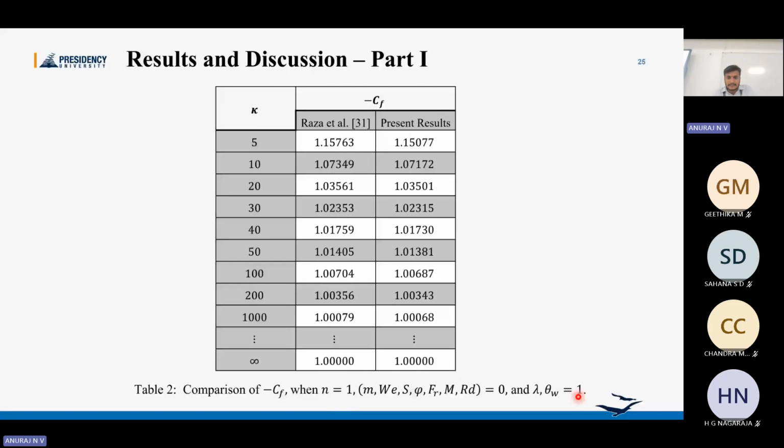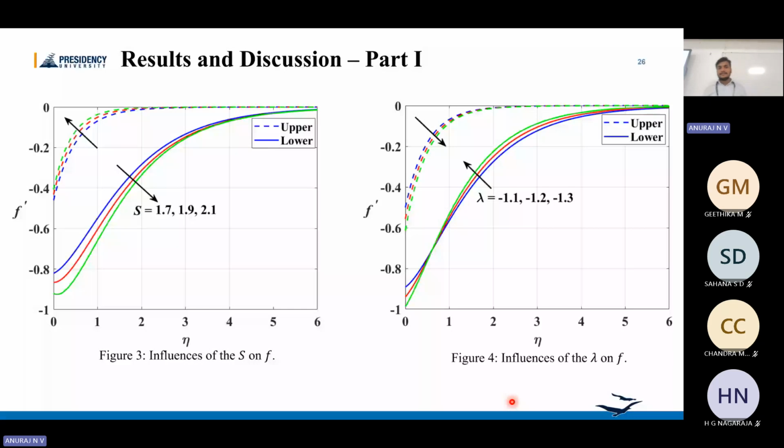That's why here I placed lambda equal to 1. Lambda greater than 0 means it is a stretching case. Remaining, n equal to 1 is a linear stretching case. That's why here n is equal to 1. Theta w equal to 1 means it is linear radiation. But if r is 0, then radiation becomes 0. After that, these are the major results here. Here dual solutions are very important. I said already that it is able to find two solutions. Now we can see one of the parameters, like the suction parameter.